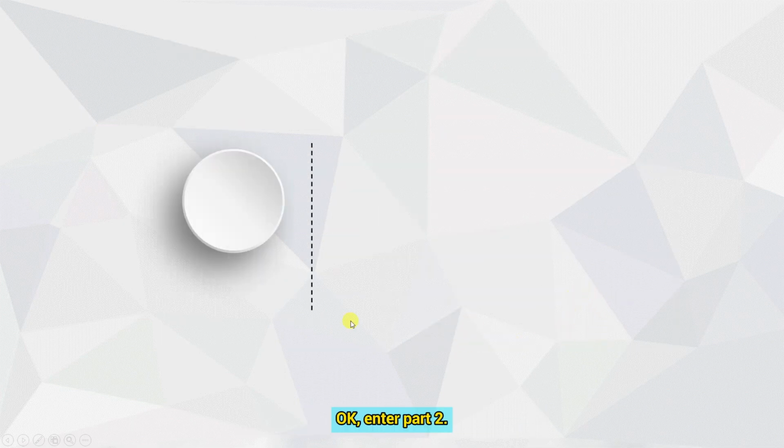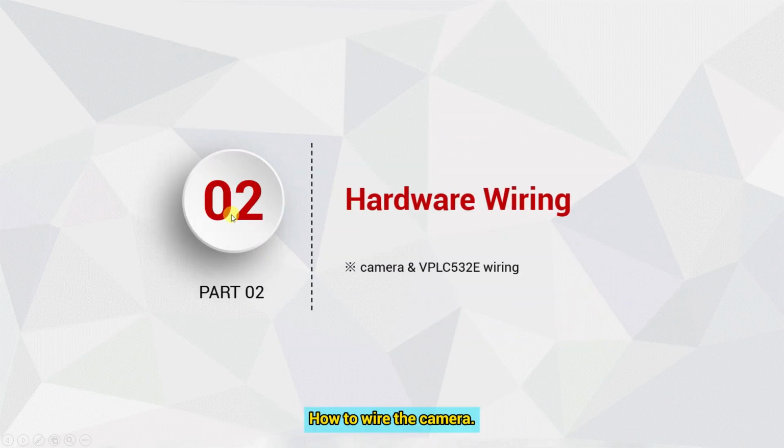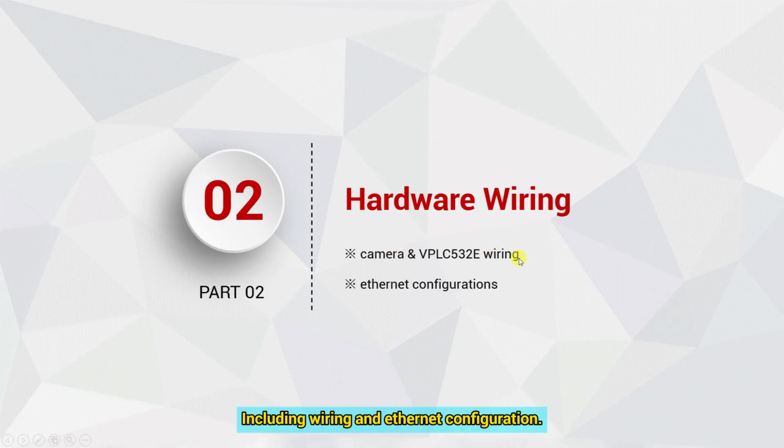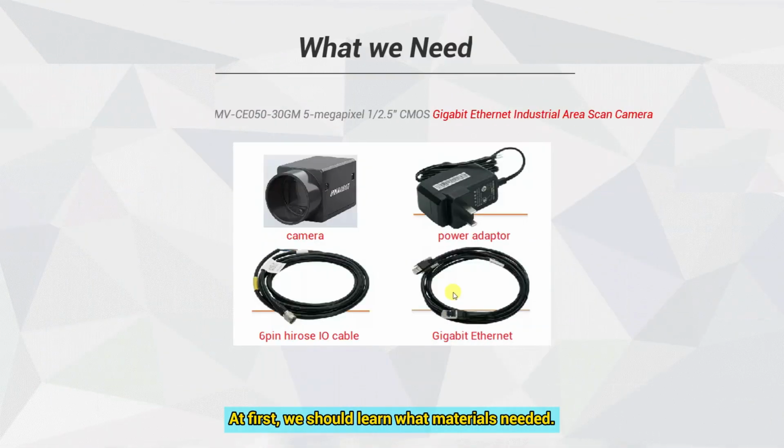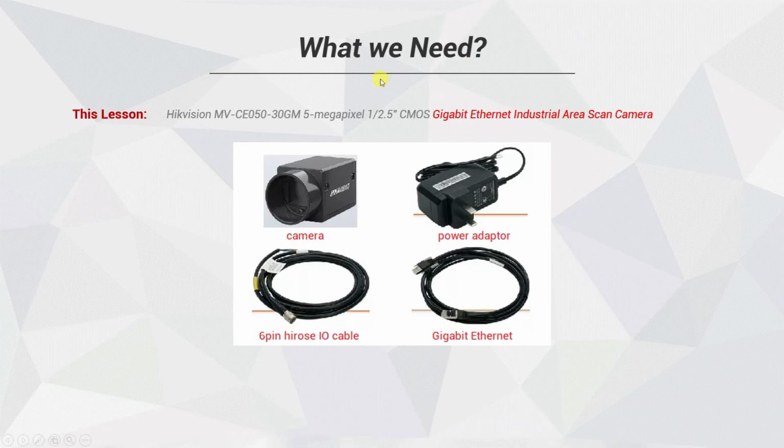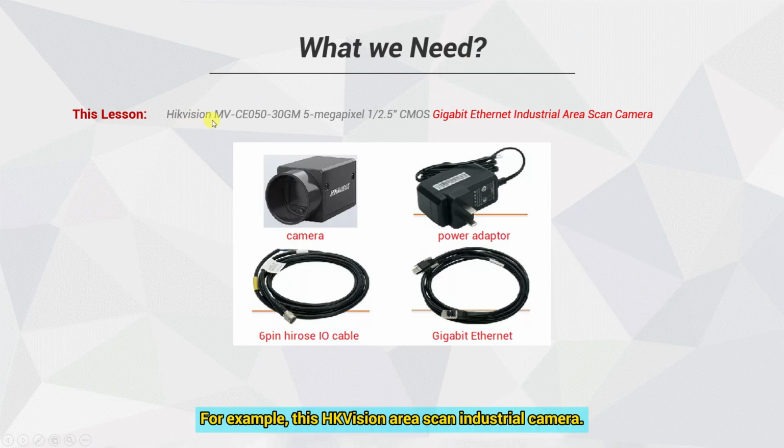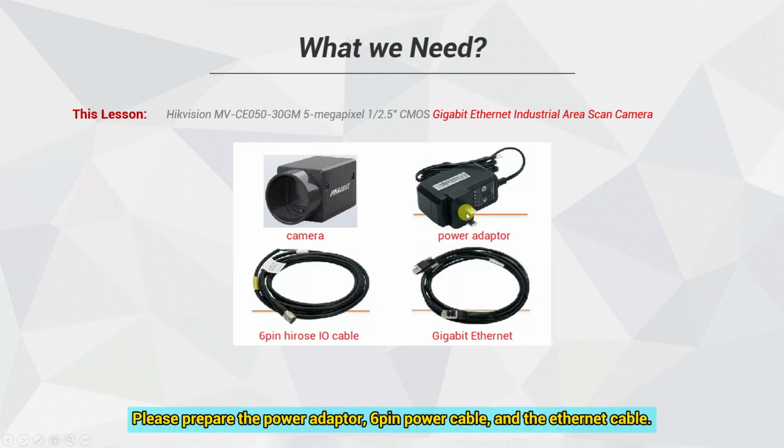Okay, enter part 2: how to wire the camera, including wiring and Ethernet configuration. At first, we should learn what materials are needed. For example, this HK Vision Area Scan industrial camera. Therefore, to accept the camera, please prepare the power adapter, 6-pin power cable, and the Ethernet cable.